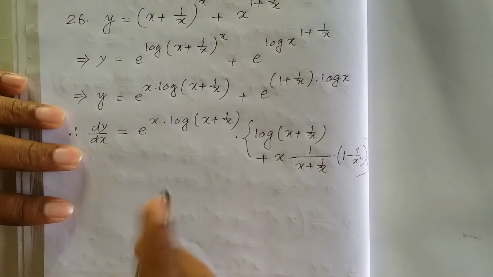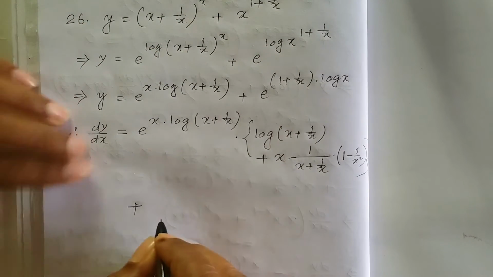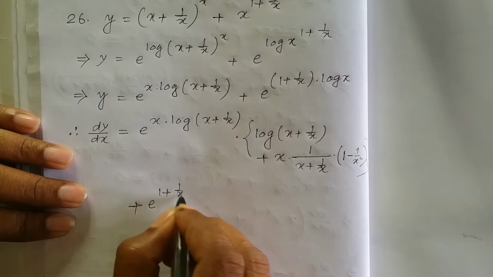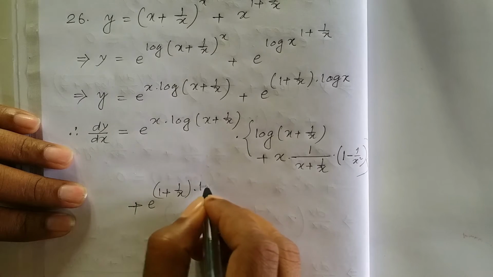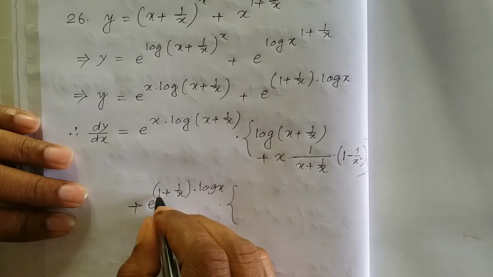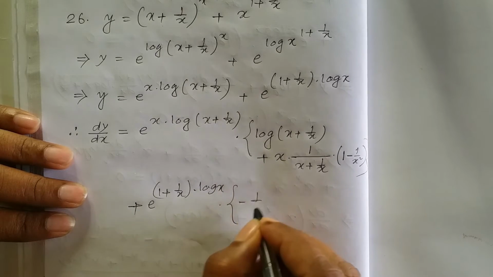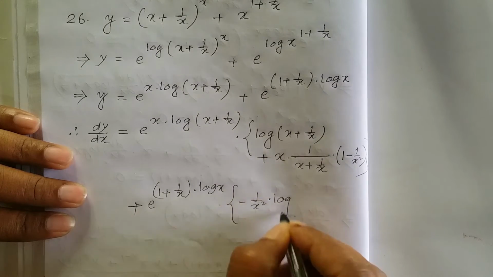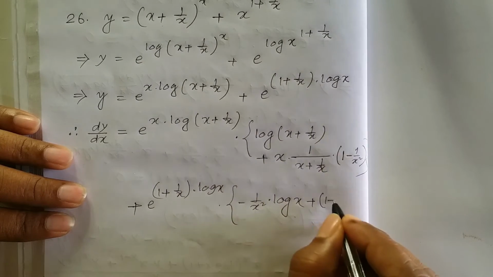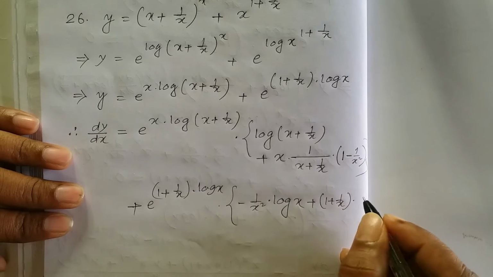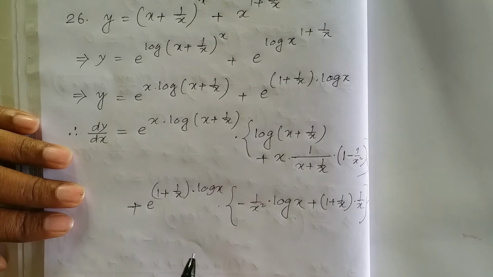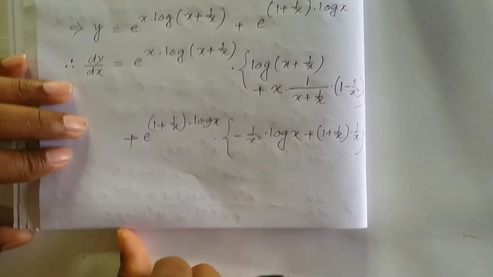Go to the second one. Then plus, here the function is again e to the power, so it is e to the power 1 plus 1 by x remaining same into log x is remaining same, then derivative of the power, so power derivative 1 is 0, 1 by x is minus 1 by x square into log x, then plus 1 plus 1 by x is remaining same into log x derivative is 1 by x. So this completes the differentiation of the function. Then you just simplify it.